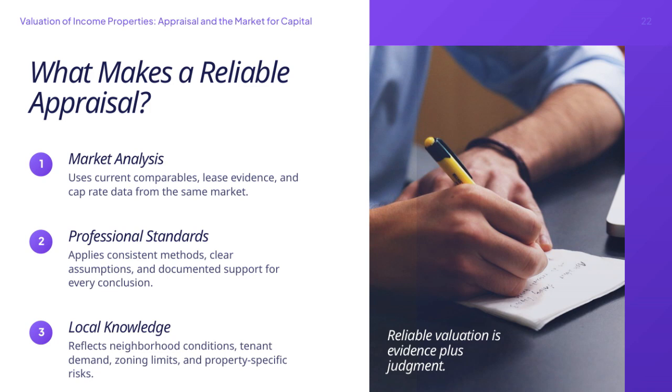A trustworthy appraisal uses current comparables, lease evidence, and cap rate data from the same market to ensure the value reflects real-time conditions. Next, professional standards are crucial. This means applying consistent methods, making clear assumptions, and supporting every conclusion with proper documentation. Finally, local knowledge plays a big role. Understanding neighborhood conditions, tenant demand, zoning limits, and specific risks tied to the property helps provide a more accurate valuation. In essence, a reliable appraisal is a combination of solid evidence plus informed judgment.